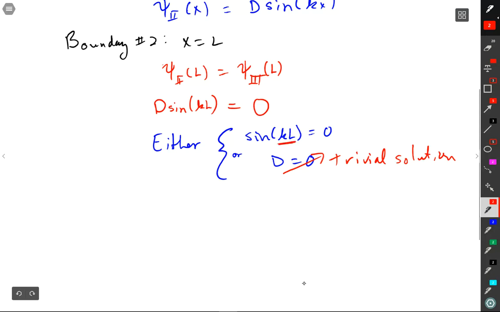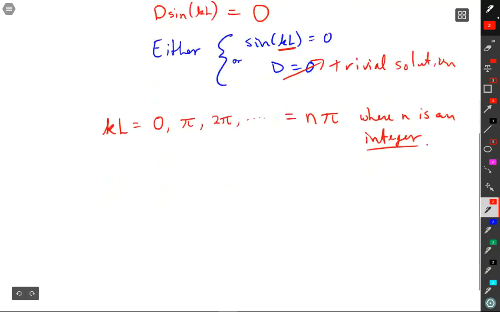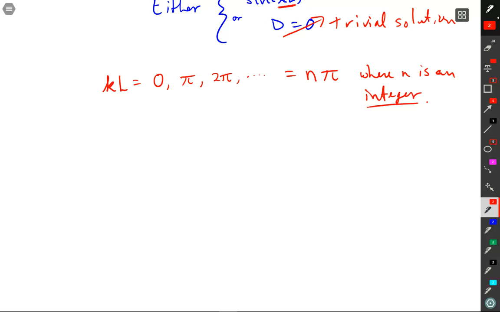What is the argument for sine? What is the argument sine has to have if sine of this is equal to 0? Okay, it could be 0. It could be pi. So it equals n pi, where n is an integer.